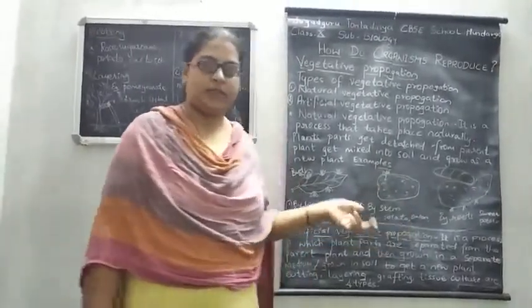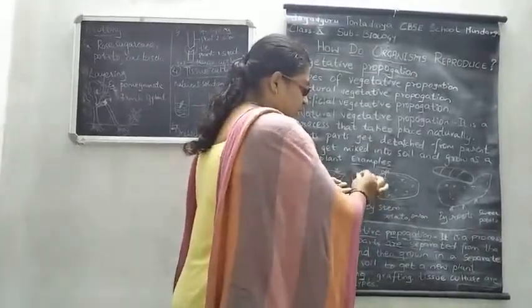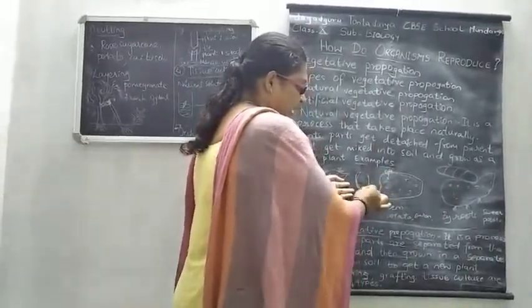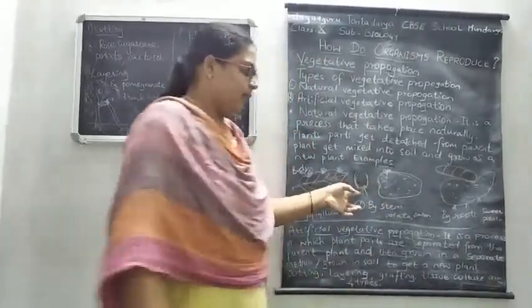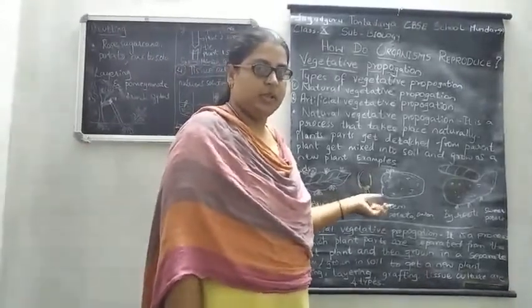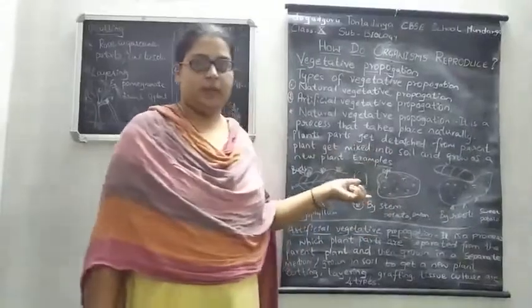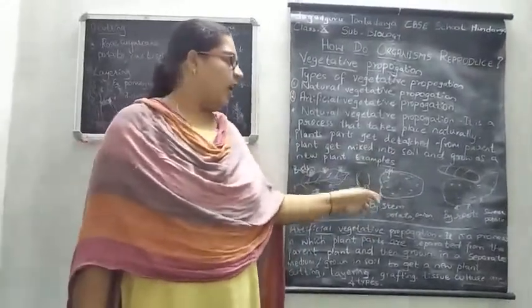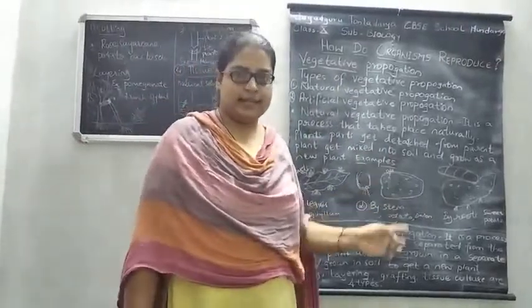Similarly, onion, you have seen already. Onion has scaly leaves, and from this part of the onion small stem-like structures are formed. Those are nothing but a new plant of the onion. So from this stem part the new plant originates. This type of natural vegetative propagation we call vegetative propagation by stem.